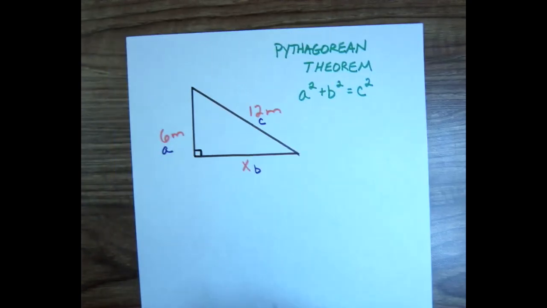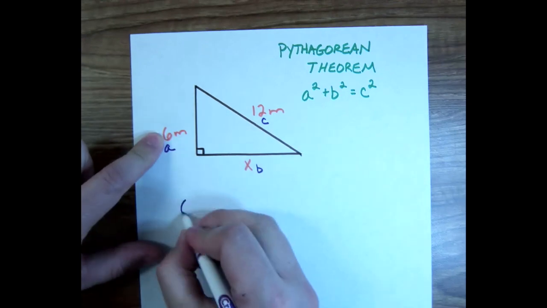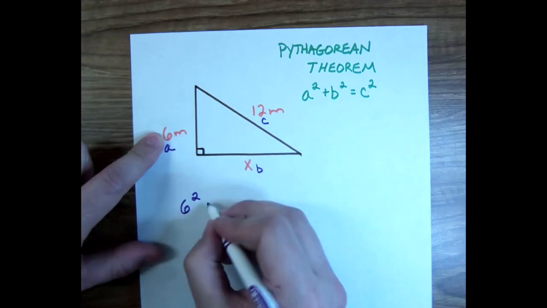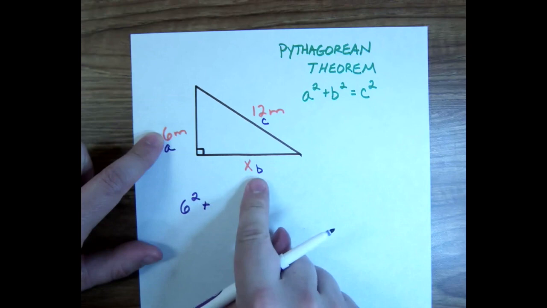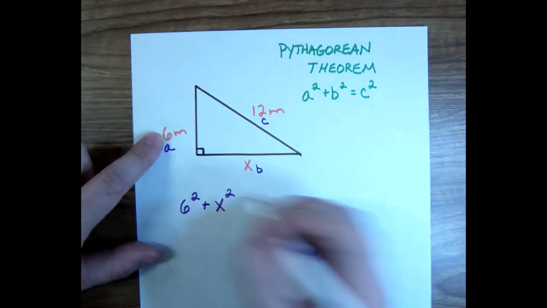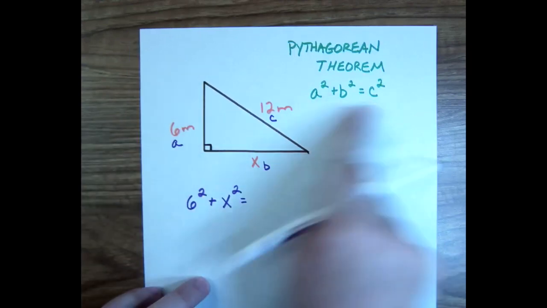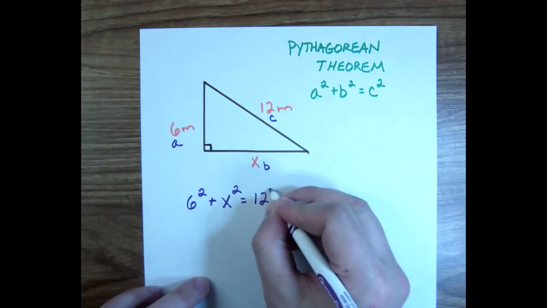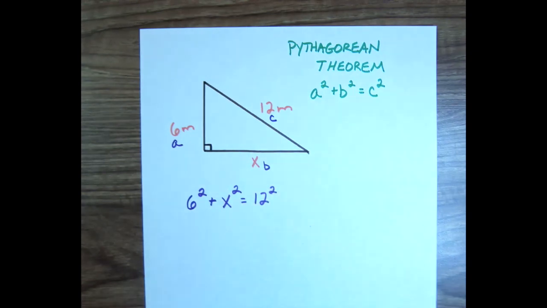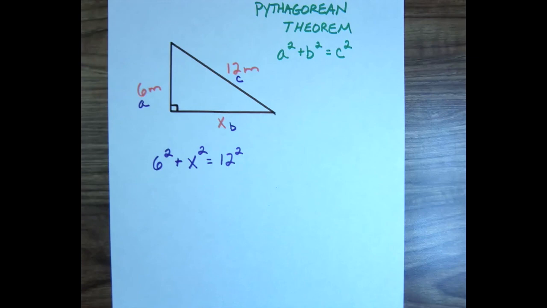Okay, so now let's plug it in. So we've got A squared. Our A was 6, so we're going to do 6 squared plus B was X, so we're going to do X squared equals C squared. C was 12, so 12 squared. That's what the Pythagorean theorem looks like after you put some numbers in there.